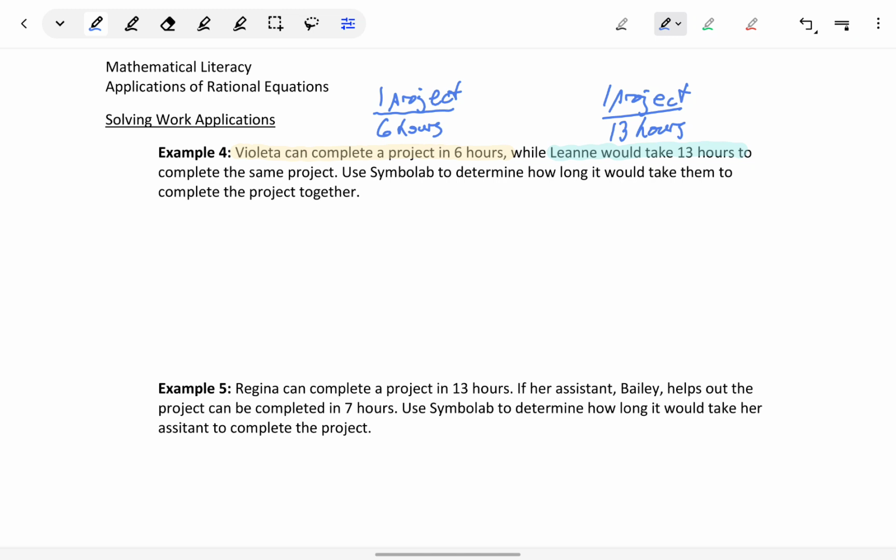Now what we want to know is how long it would take them to complete this project together. So if they were working together, that would be the 1/6 plus 1/13. Adding those two proportions together will give us 1 over the total time, so 1 over x, that missing piece of information. So if we solve this equation, which is a rational equation since we have that x in the denominator, we'll have the total time it would take for these two to complete this project together.